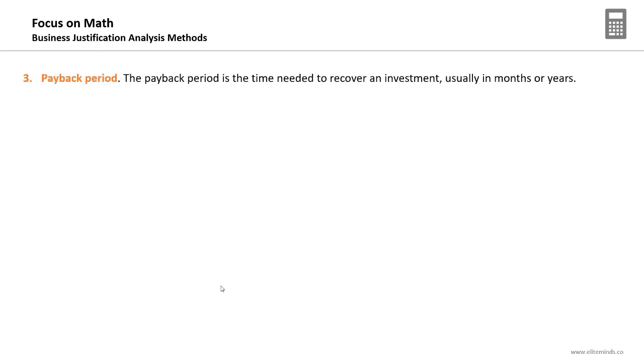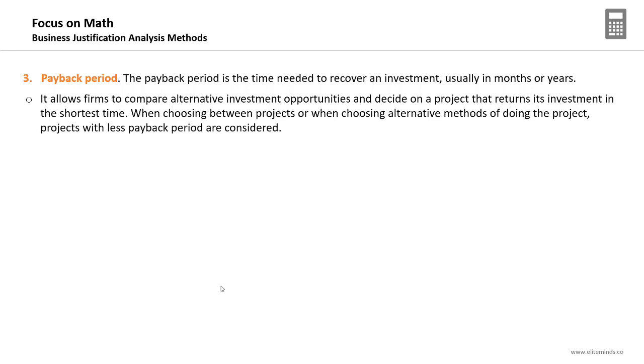The third method is the payback period. Payback period is a very simple one. It's the time needed to recover an investment. How many months or how many years do you need to return back your investment? The time needed to recover an investment. So for the majority of the business justification analysis methods, higher is better. For the payback period, lower is better.